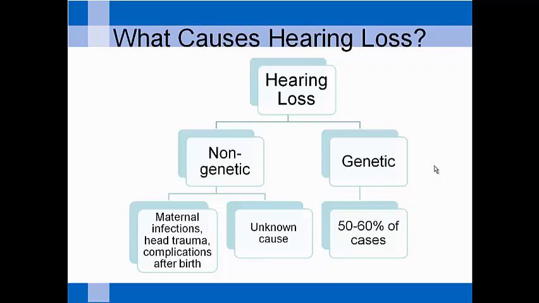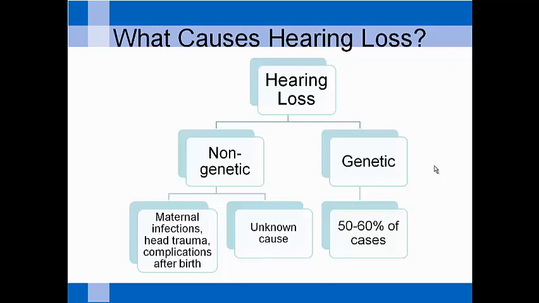And you can further divide that into kind of we just don't know. That ends up being about 25% of those cases. And that other 25% tends to be maternal infections, so things like CMV is a popular one.